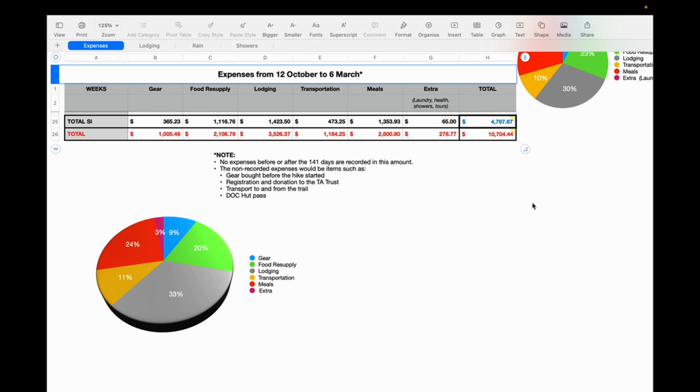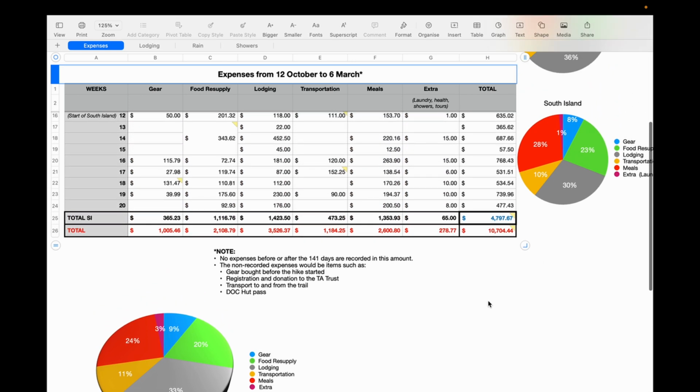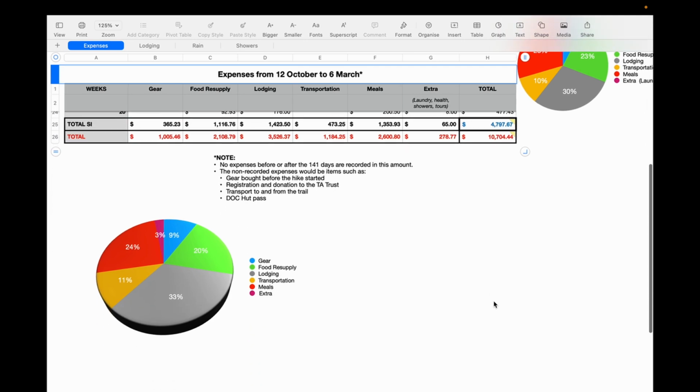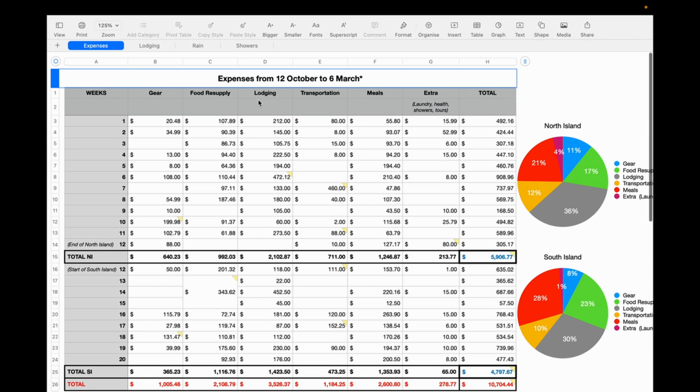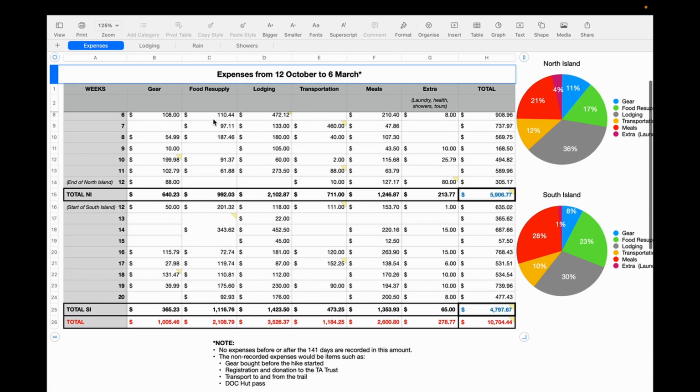Now, $10,704 is not bad. They were telling us about $14,000. So I think I did pretty well with that expense there. You could save even more money here. Like, you're going to see in just a moment when we get up here to the lodging, I spent a lot of time in backpackers and Airbnbs where there were tent options as well. So if you're on a smaller budget, you can save a lot of money by tenting.